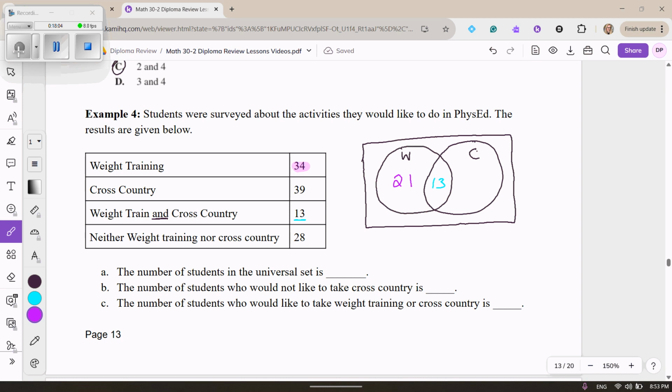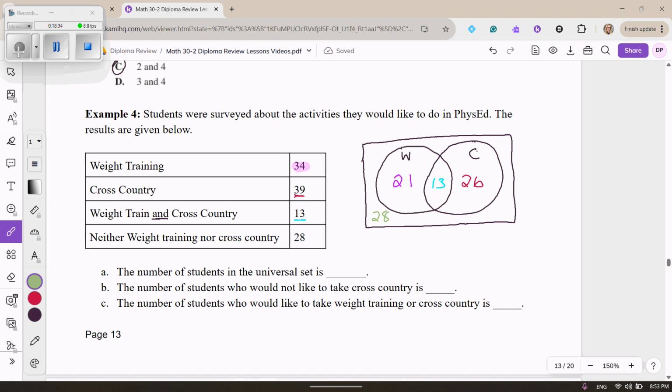Okay, let's do the same thing for the cross country. For cross country, we have 39, but we have to subtract the 13 because those have been included in there. So that's 26. Okay, let's check that last one now. It says neither weight training nor cross country. So there's some people who don't have an interest in any of them, and that is represented by the outside of my Venn. So once I have made my Venn, it is substantially easier to answer the questions about it.